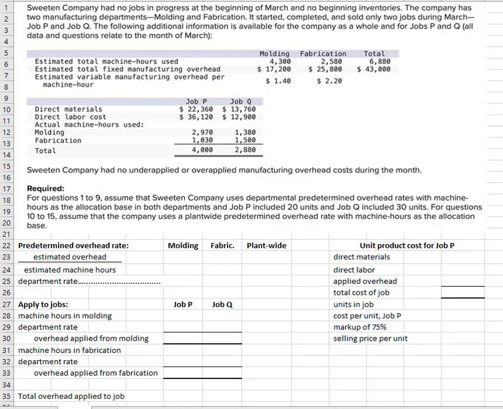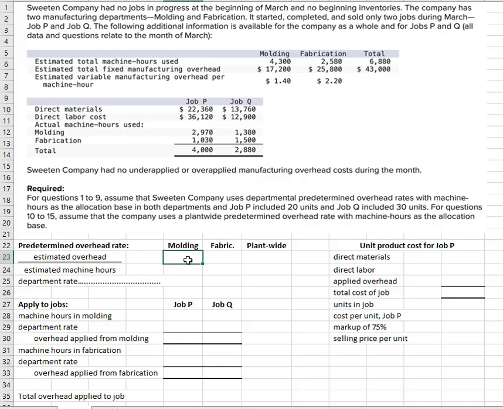They also want you to get how much overhead was applied in the various departments to the various jobs, and also what the unit cost and the sales price per unit are. So all kinds of different things that we could ask from this data set. So let's get the predetermined overhead rate. Let's start with molding. The formula is the same whether you're doing a departmental rate or a plant-wide rate, but you would only use the overhead in that department to get that department's rate.